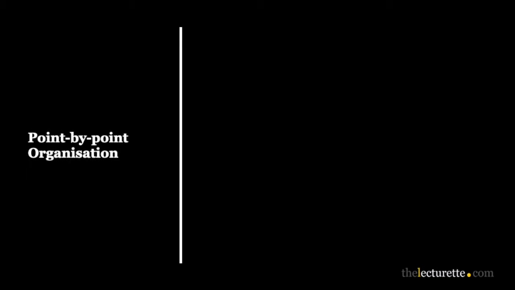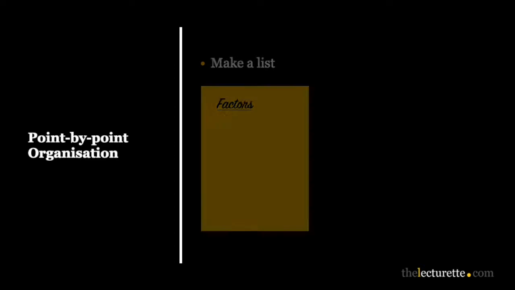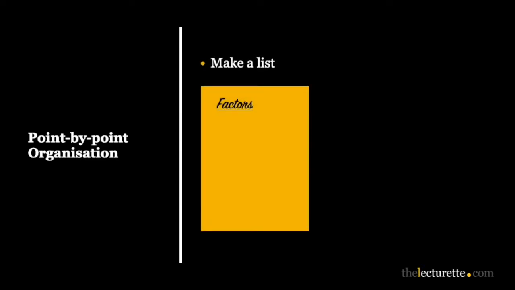Suppose you want to compare jobs. Then the first thing you need to do is make a list of the factors you think are important. For example, these factors could be salary, benefits, opportunities for advancement, workplace atmosphere, commuting time, etc. Every factor is a point of comparison in this case and should be a subtopic in your essay.